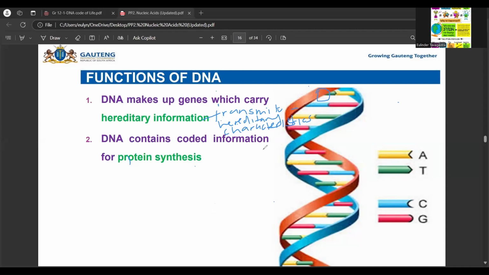Right. Then here, DNA contains coded information for protein synthesis. Which means it codes for, this means that it codes because it's coded information. So it codes for the formation of proteins. So this is basically what we are saying about the DNA.